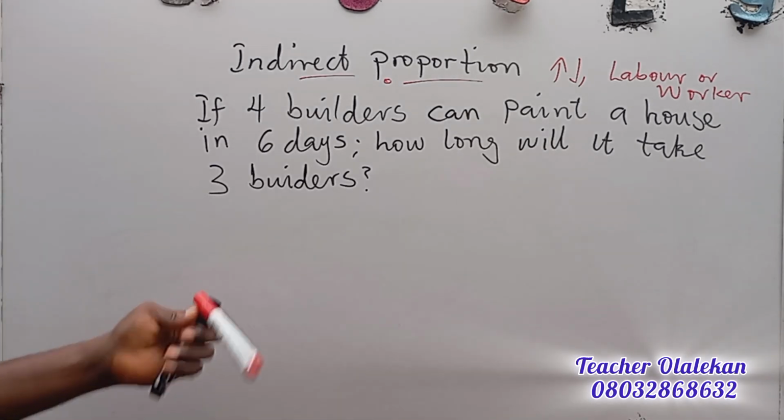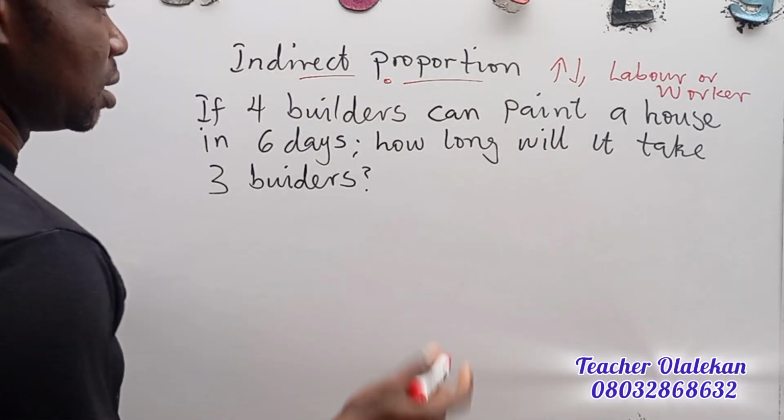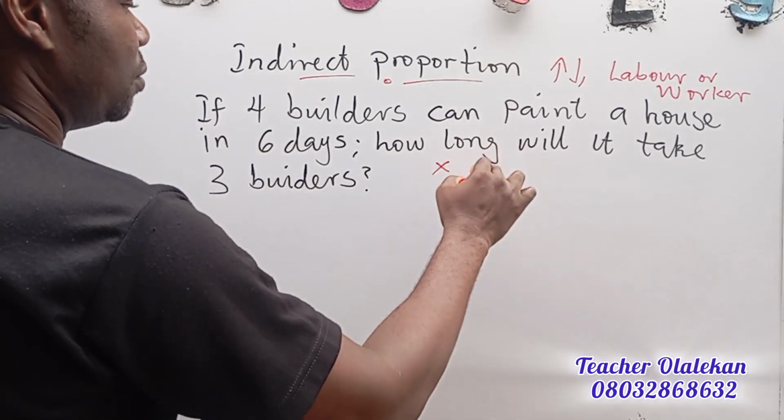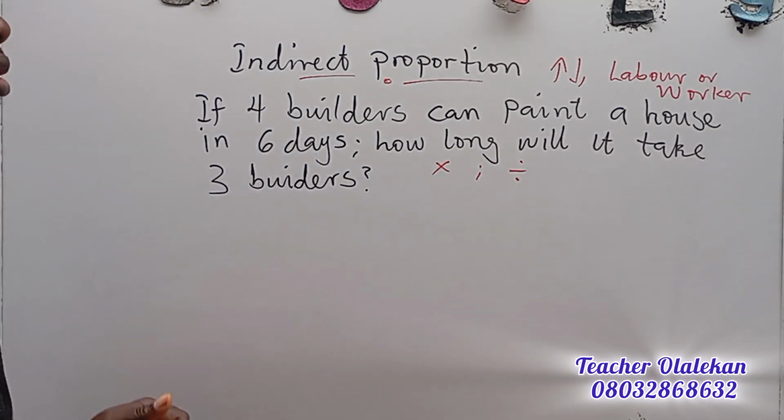So now let's get started. For an indirect proportion, the action points remain the same. It's mostly multiply first and divide next. Those are the action points in your indirect proportion.